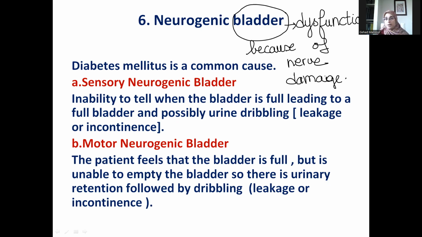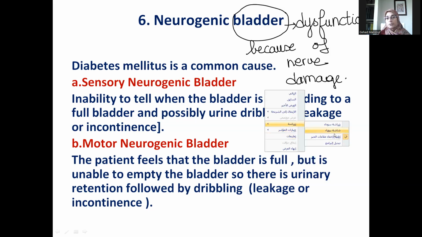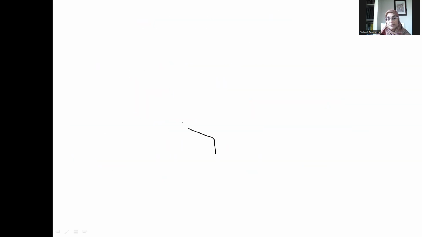And why isn't the bladder working properly? Is it because it is inflamed? No. Is it because it has been invaded by malignant cells? No. So what is the cause? The cause is a nerve damage. We have two types of damage that might affect the bladder, and in order to discuss this, we will open a screen. If this is the urinary bladder, we have two types of nerves that supply the urinary bladder.